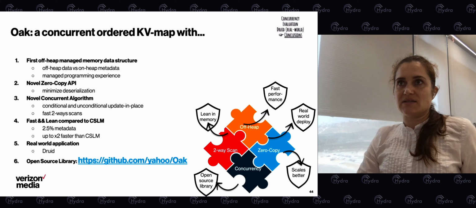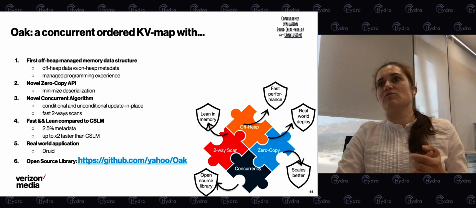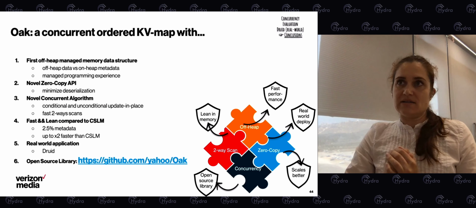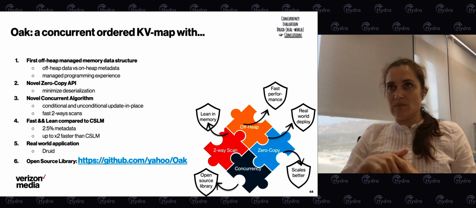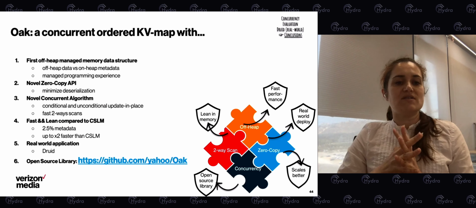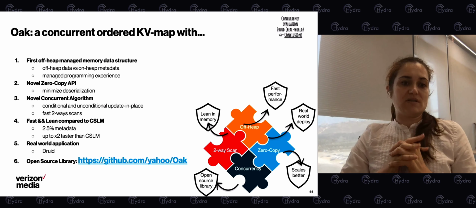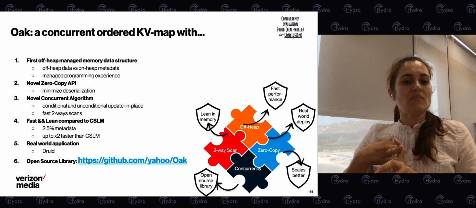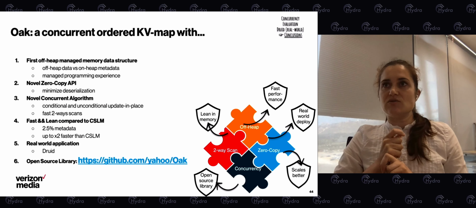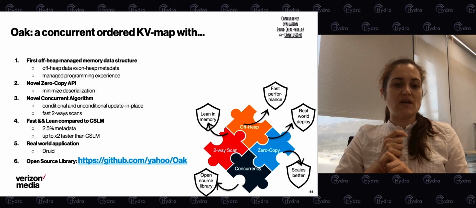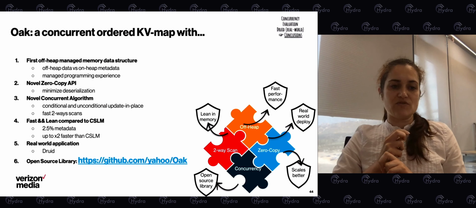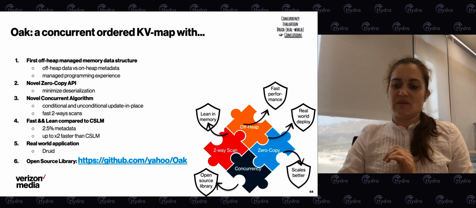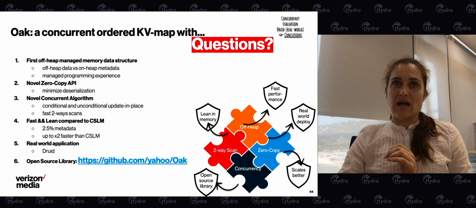Okay, so to summarize the lecture that we had, I talked about Oak. Oak is, first, as far as we know, a concurrent, very well scalable off-heap data structure that uses the data itself. It reuses the same data again and again. We are suggesting a novel zero copy API in order not to copy and create objects every time. We have a concurrent algorithm. We have fast two-way scans. And we are lean in the metadata. Our metadata takes just 2.5% of the raw data. It's almost twice faster than Java's concurrent skip list map. It's almost integrated into Druid, and it's an open source solution. Here I have all. If you have more questions, I would like to answer.